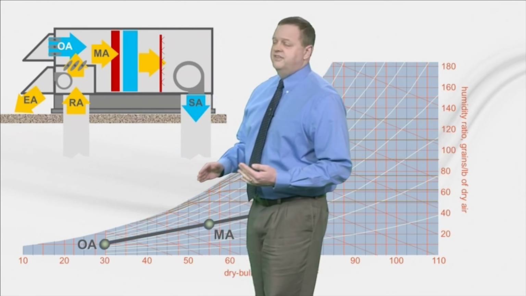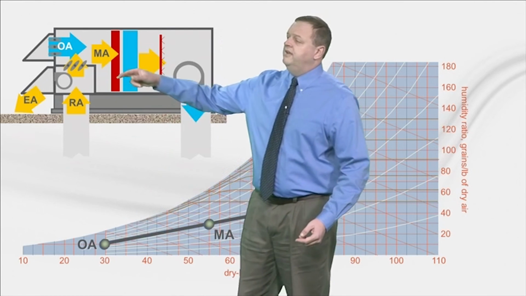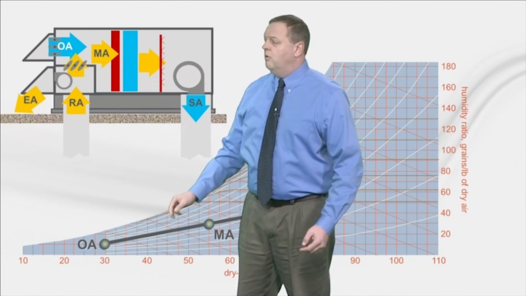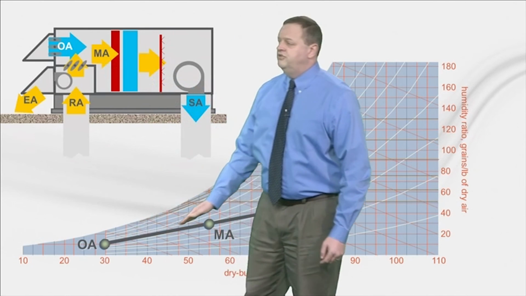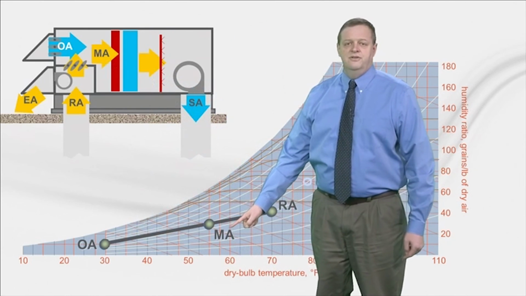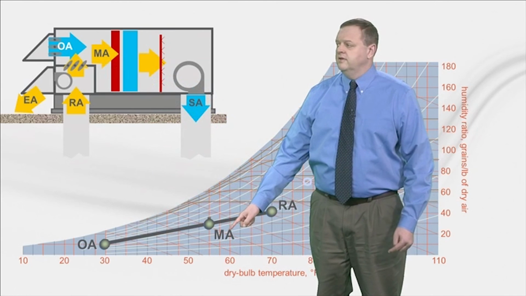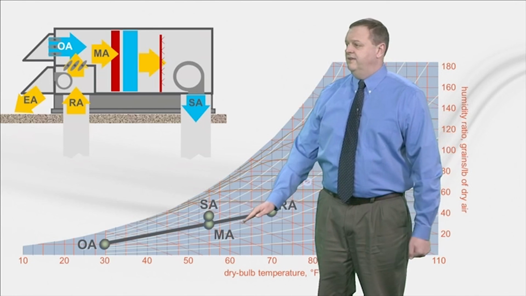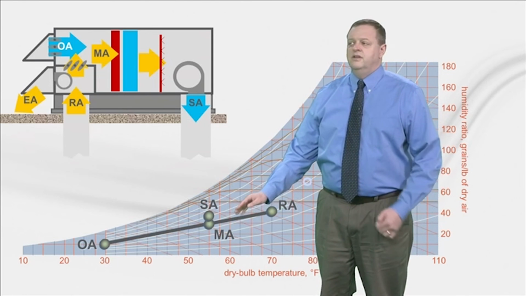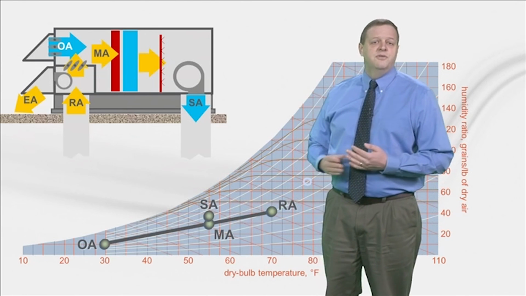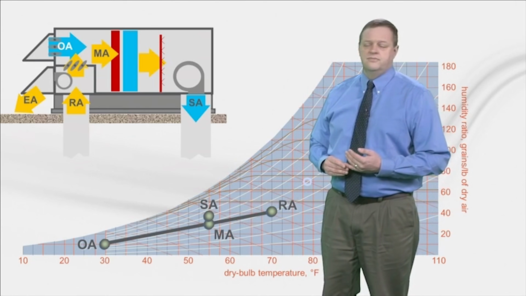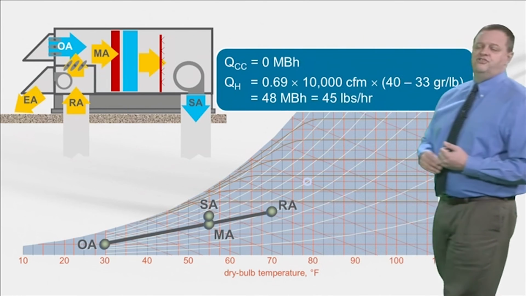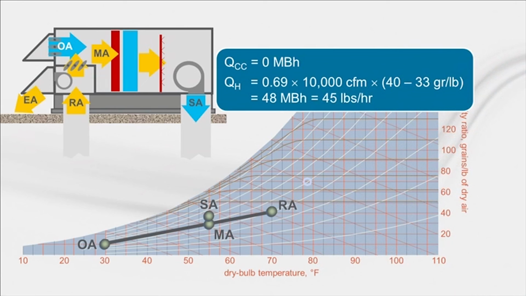The airside economizer is enabled, so the outdoor and return dampers modulate, bringing in more of this dry outdoor air to achieve the required supply air temperature of 55 degrees. But this supply air is too dry, so the humidifier is activated to raise the humidity level just enough to maintain 40% RH in the space. So while the cooling coil is able to be shut off, the humidifier adds about 45 pounds of water per hour, which equates to about 48 MBH.